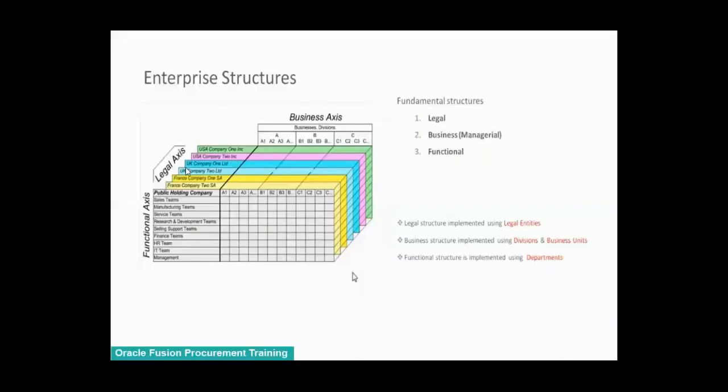So this slide gives more meaning now. So what is legal access and what is functional access? Departments and then legal entities, and then the business access is nothing but the divisions. Suppose we take a division; a division can be based on the line of business. That's why it is called business access. What kind of business is aligned in your company?